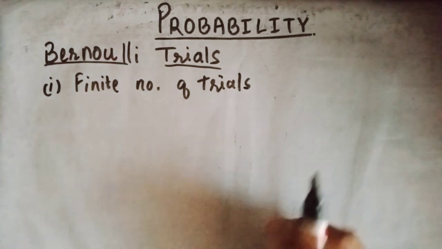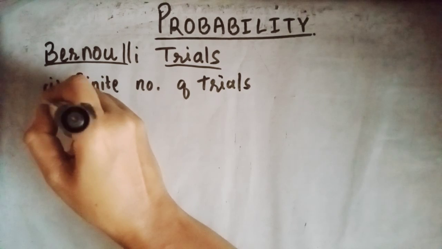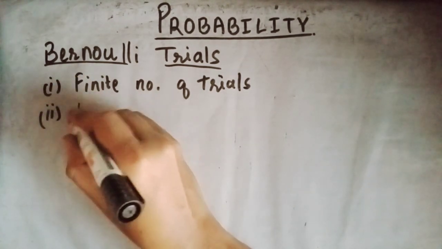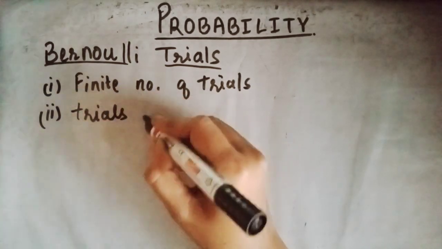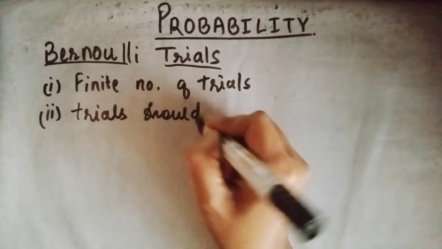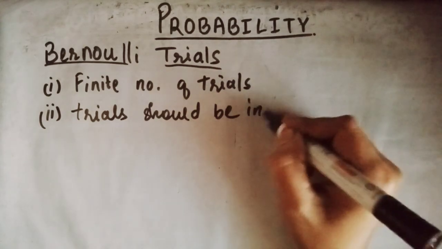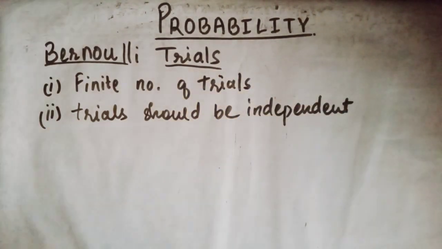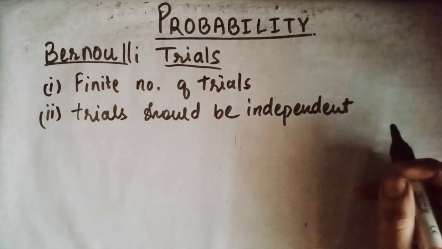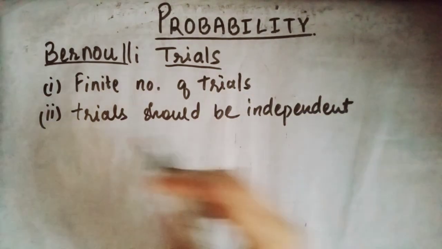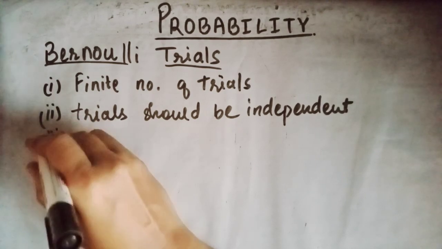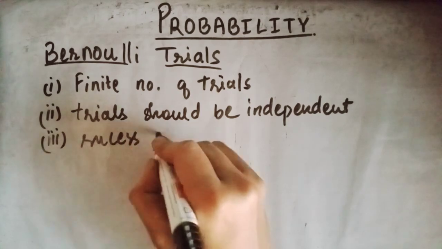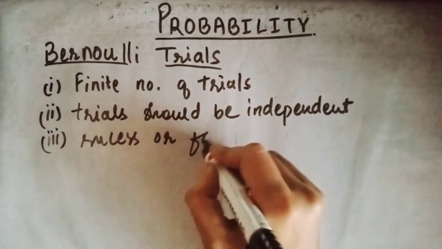The trials should be independent. One trial should be independent of the other. So the outcome of one trial should not affect the outcome of another trial. Then each trial has exactly two outcomes, that is either success or failure.